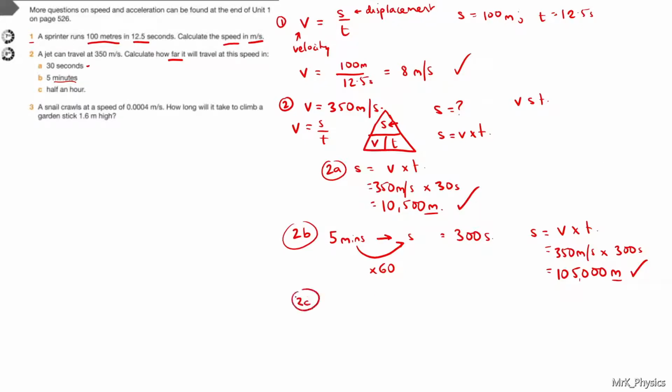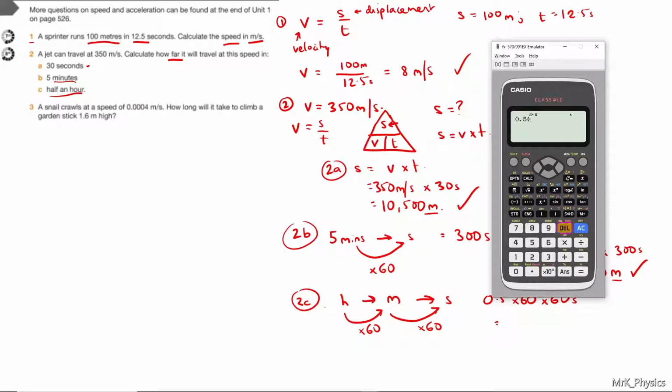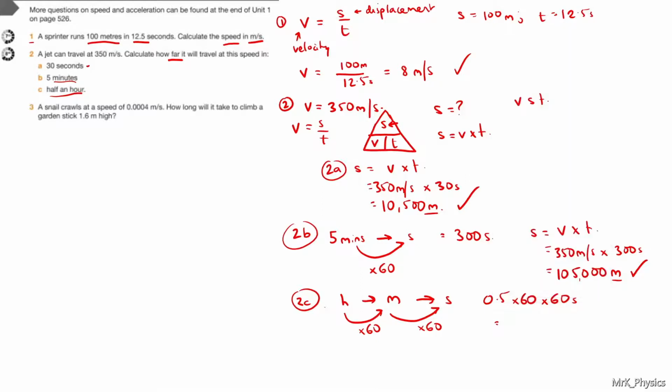I'll stick with the red for now. This time look, we've got half an hour. So how do we go from hours into minutes? Because really we want to be in seconds. So that there is going to be times by 60, and that there is going to be times by 60. Again, we're starting off with half an hour, or 0.5. 0.5 times by 60 gives us minutes, times by 60 again gives us seconds, and that means that we end up with 0.5 times 60 times 60, or 1,800 seconds.